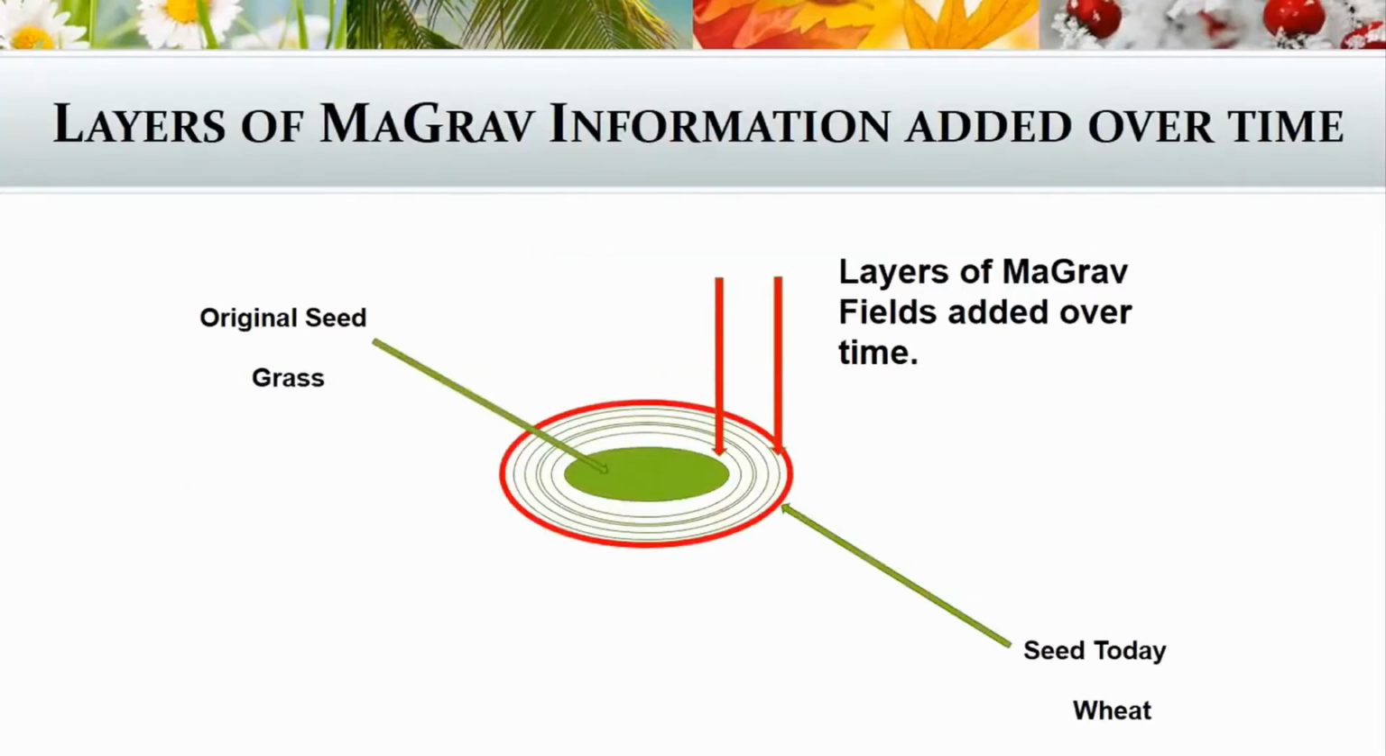All right, so when we have a look at the seed, what I've tried to illustrate here is the green little oval circle in the middle was the original seed, and all those layers of information, all MaGrav layers, which have been added over time. So those layers of information would be about the color, the size of the plant. It helps it to grow in certain hot conditions, cold conditions. And when all these layers are added up over time, you can get to essentially what we call the wheat today, which is the final MaGrav layer that's been added on, which is the red one.